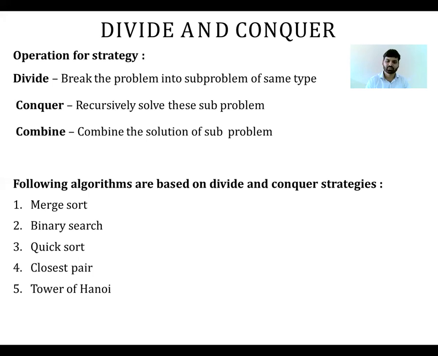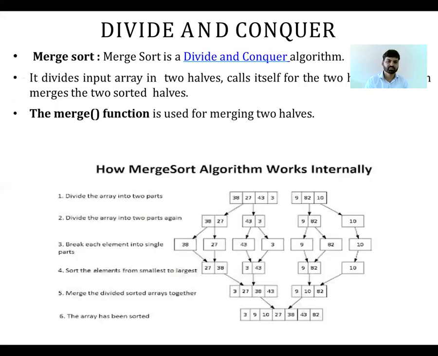There are different types of algorithms which follow the divide and conquer strategy. First one is merge sort, second is binary search, third is quick sort, then closest pair, tower of Hanoi, and various other algorithms which support the divide and conquer strategy. This is an example of our divide and conquer strategy.